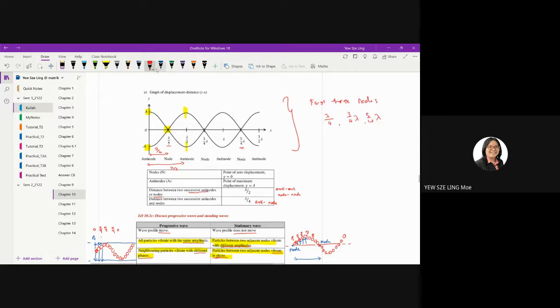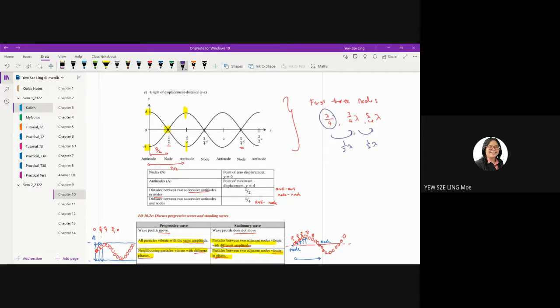And now what is their relationship? If you look at the values, you will see that nodes happen at every half wavelength. Which means if you are given the first value, or if you manage to determine the first value, then you can calculate the positions of the second node and third node by adding half lambda to the previous value. So let's say you have made some calculations and obtained the value lambda over 4, that is the position of the first node.